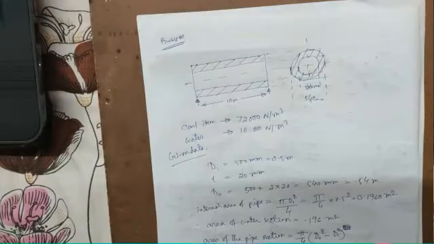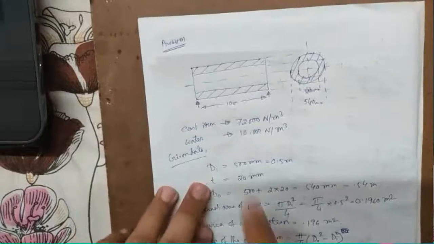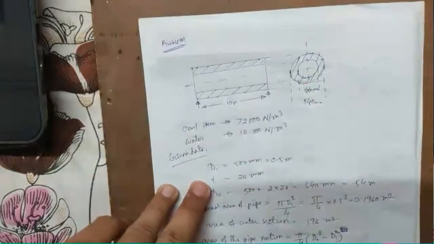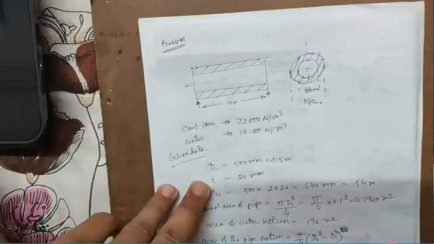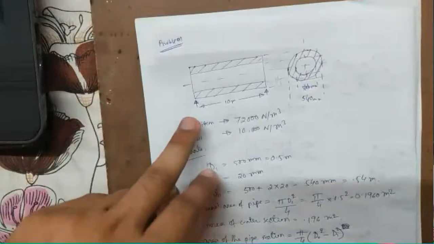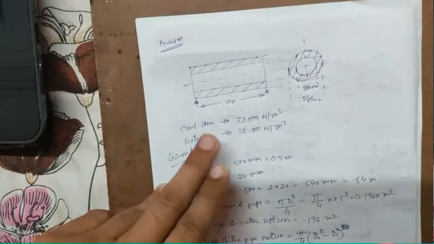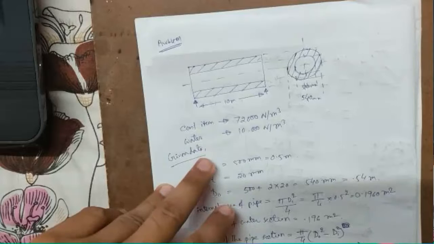Okay, so this is a problem of symmetrical section, because the section here is symmetrical about the axis of the beam. Now we have a cast iron hollow pipe, inside which water is flowing. Internal diameter is 500 mm, outer diameter is 540 mm, through which water is being flown.